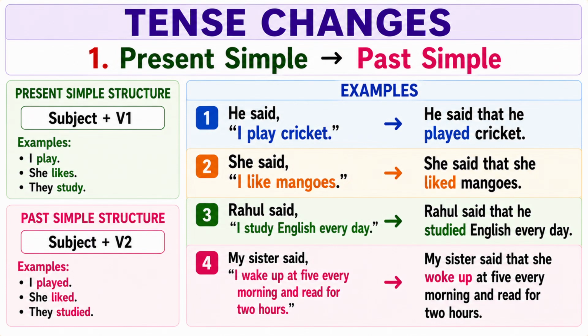Example 1. He said, "I play cricket." It becomes, he said that he played cricket. Example 2. She said, "I like mangoes." It becomes, she said that she liked mangoes. Example 3. Rahul said, "I study English every day." It becomes, Rahul said that he studied English every day. Example 4. My sister said, "I wake up at 5 every morning and read for 2 hours." It becomes, my sister said that she woke up at 5 every morning and read for 2 hours.